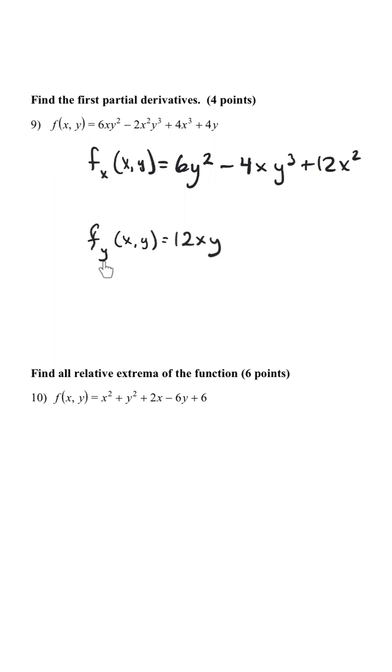This time around, if y is what we're differentiating, then x is the constant. So 2x squared is a constant. So we're differentiating y cubed. The derivative of y cubed is 3y squared. The 3 would multiply with the 2, making a 6. The derivative of 4x cubed, this is a constant value, so it would be 0. The derivative of 4y is 4.